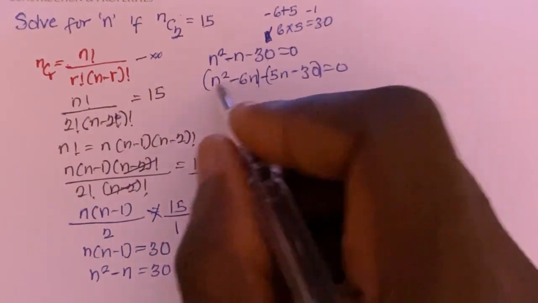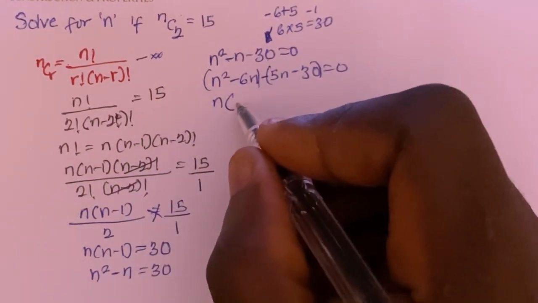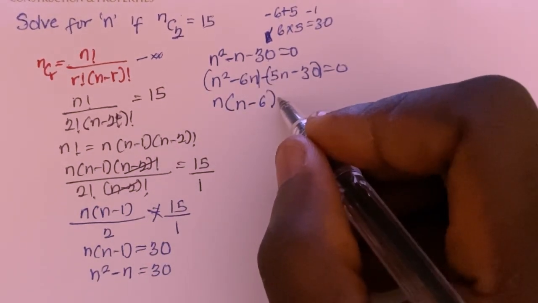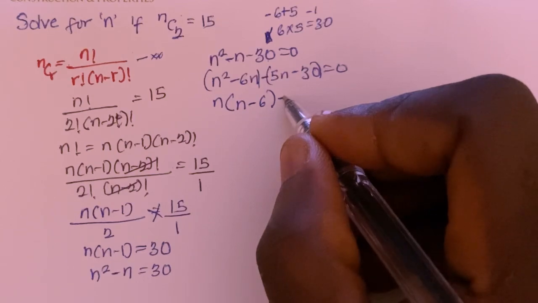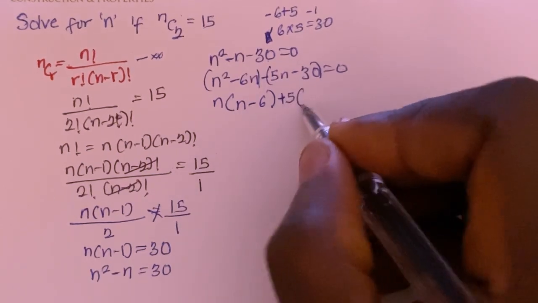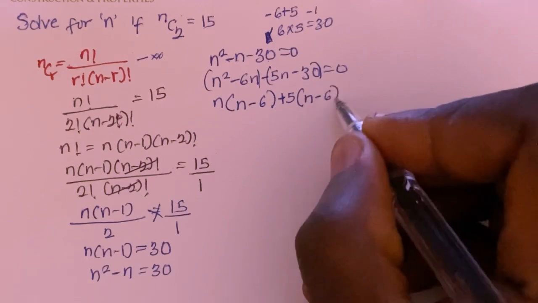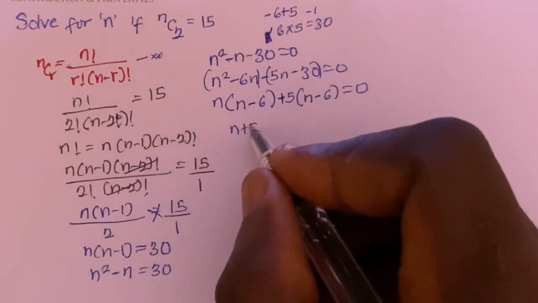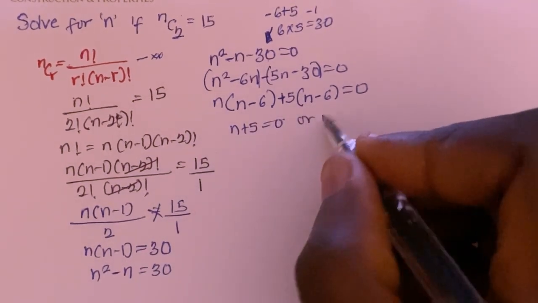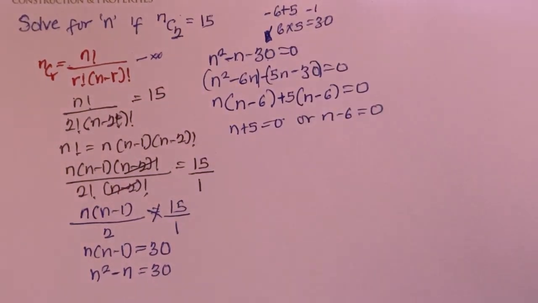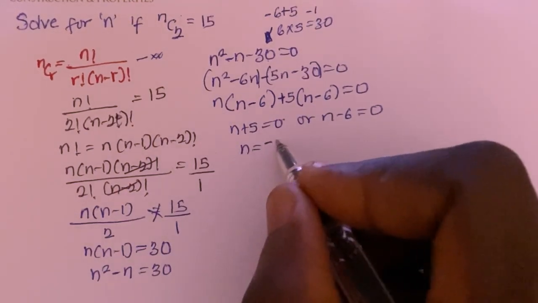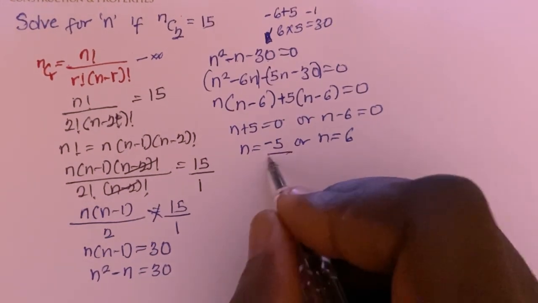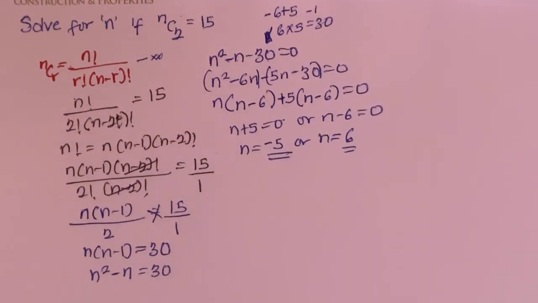Here I can put them inside brackets. I'll factorize n out: n into brackets n minus 6. Then I'm going to factorize plus 5 exactly into bracket n minus 6 equals 0. So now I have n plus 5 equals 0, or n minus 6 equals 0. Here I have n equals minus 5, or n equals 6. So the value of n is minus 5 and also 6, and that's the answer.